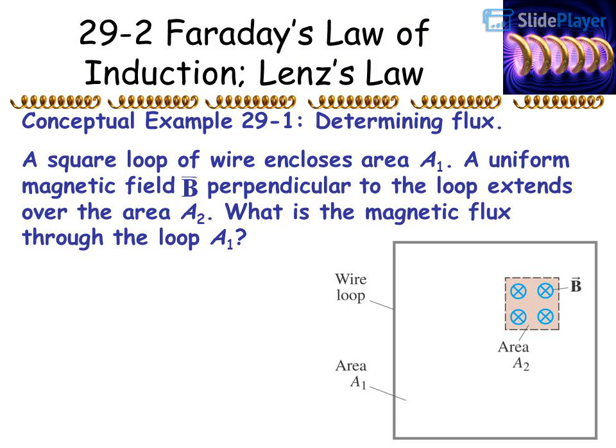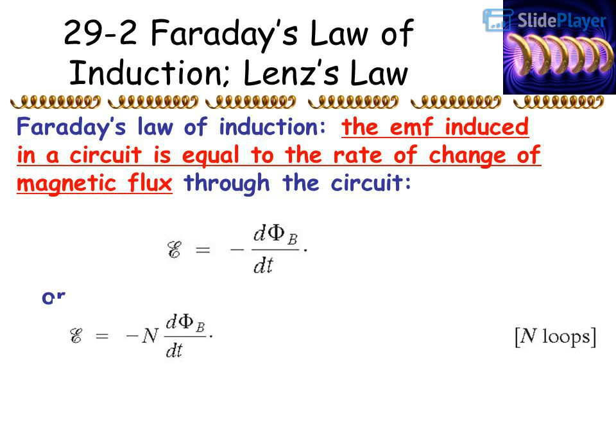Conceptual Example 29-1, determining flux. A square loop of wire encloses area A1. A uniform magnetic field B perpendicular to the loop extends over the area A2. What is the magnetic flux through the loop A1? Solution: assuming the field is 0 outside A2, the flux is BA2.